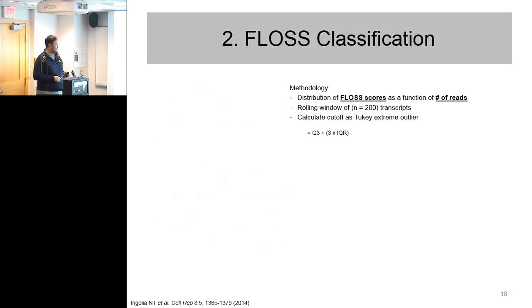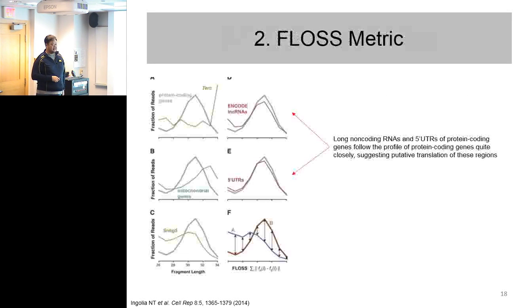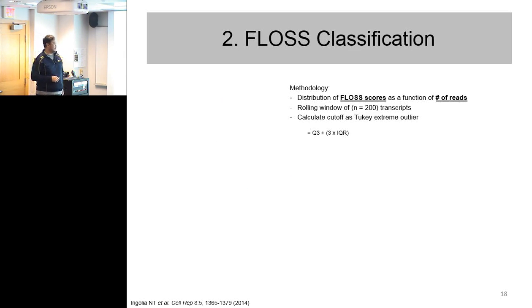For the classification test that I did, I actually followed the protocol set out by them just to make sure that the comparison was one-to-one. The way that they do their classification is that they first plotted the FLOSS scores of every transcript as a function of the number of reads aligned to those transcripts, and then used a rolling window of 200 transcripts, starting from the lowest number of reads up, and calculated a cutoff using an extreme outlier cutoff.